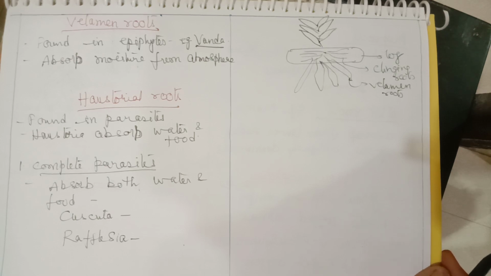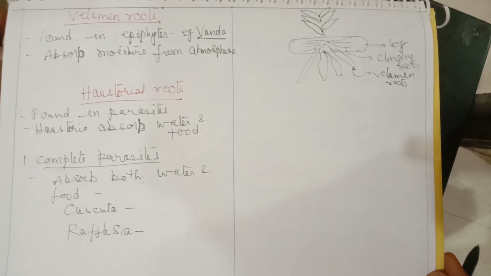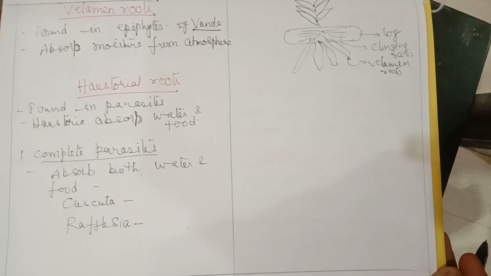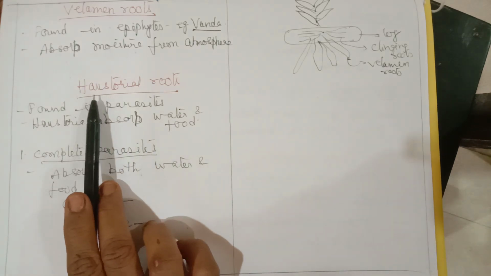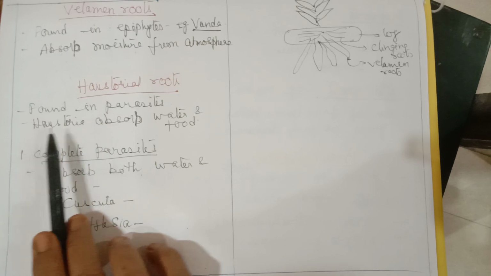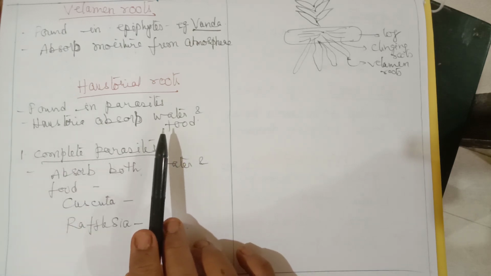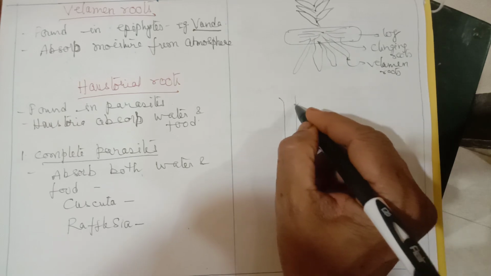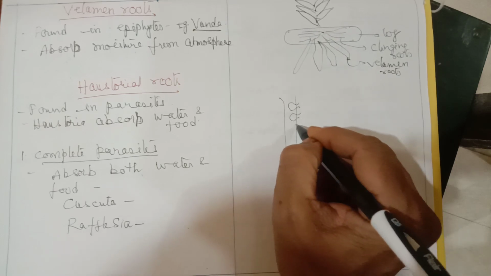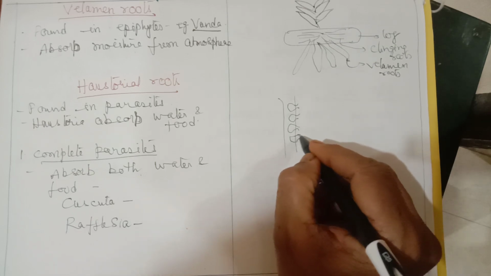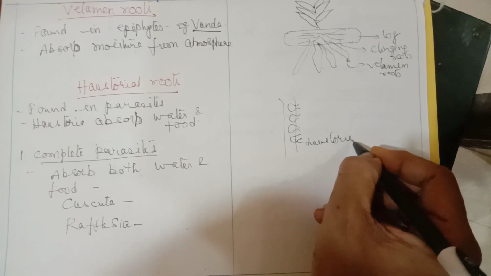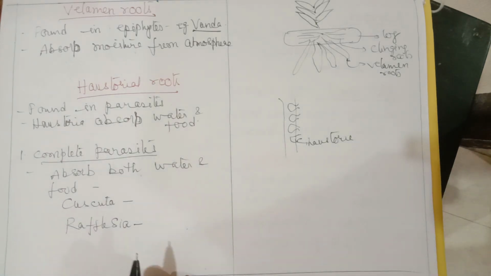Now the other type of roots is called haustorial roots. Haustorial roots are found in parasites. Parasites are plants which depend on another plant. These haustoria are the structures by which they can absorb either water or food material. Suppose this is the stem of the plant; the haustoria will enter into the stem or any other part or root. These are called haustoria. They can enter into the stem or the root.